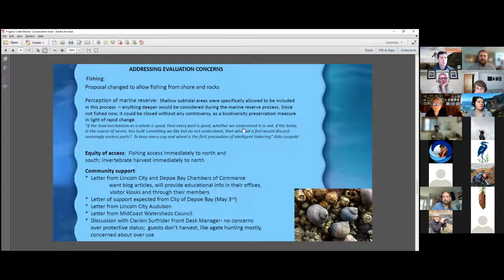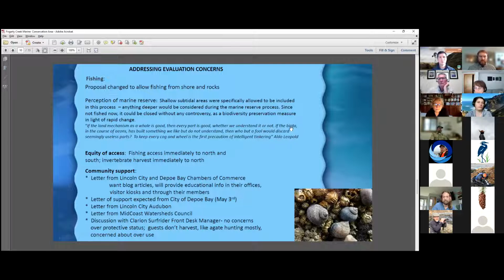Equity of access. So that was a concern, that it was hard to get to other areas. This was an easy area to get to, and they didn't want to deprive people of this. And so that's why I changed that to allow fishing from the shore and rocks. But there's fishing access immediately to the north and south, and invertebrate harvest immediately to the north that is allowed. So I don't think there are any concerns with access.